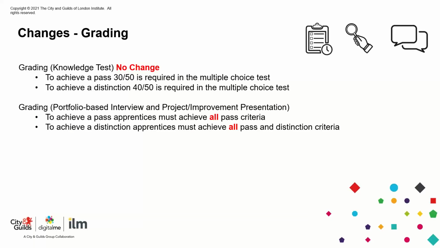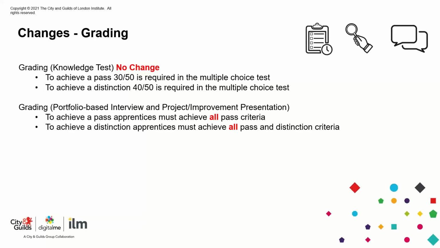Okay, so if we can have a look at the grading in particular. In terms of the knowledge test, good news, the knowledge test has not changed. We still have 50 questions, and in order to achieve a pass, the apprentices will need to have 30 correct multiple choice answers. And in order to get a distinction in the test, they will need to have 40 correct multiple choice answers. So no change to the knowledge test.